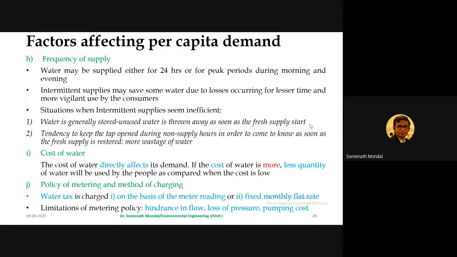So the next point is cost of water, and at the same time, if you people think that some points need to be discussed again or explained again, you please stop me there and just tell me, sir, this is the point, please explain it once again.